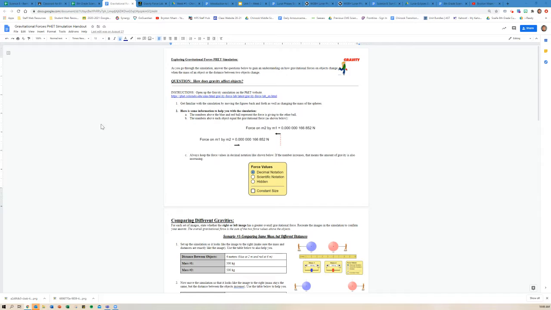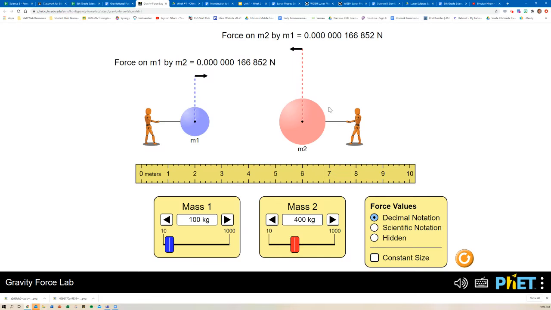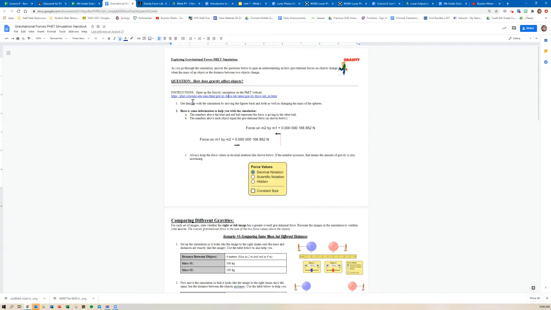simulation works. Okay. When you open up the assignment, you'll see this document called Exploring Gravitational Forces PhET Simulation. The question we're asking today is a general one: how does gravity affect objects? So the first thing is you're going to open up this simulation. When you click on this, it'll open up the simulation, which I'll come back to in a bit and walk through. But let's go back to this document first.